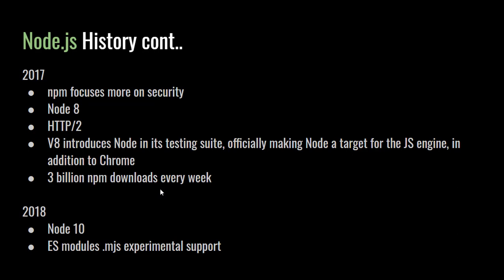Node 8 was released, with HTTP2. V8 introduces Node into the testing suite, officially making Node a target for the JavaScript engine, in addition to Chrome. So that year was significant because of 3 billion npm downloads every week. Every week, that's 3 billion.